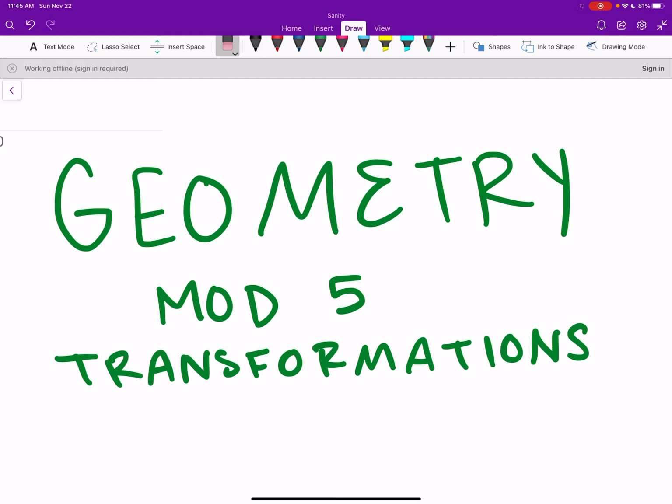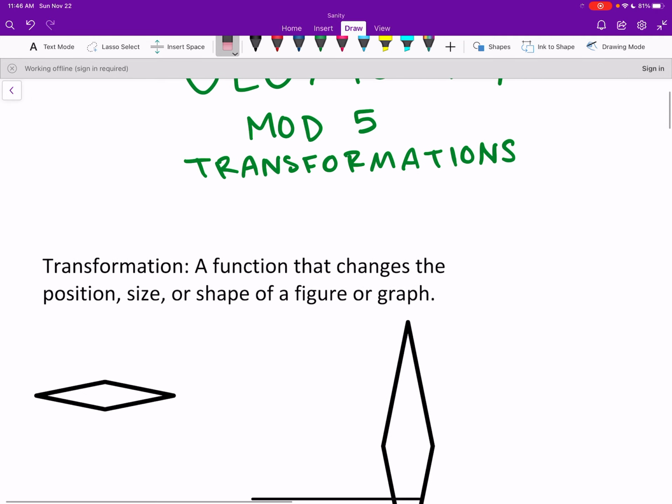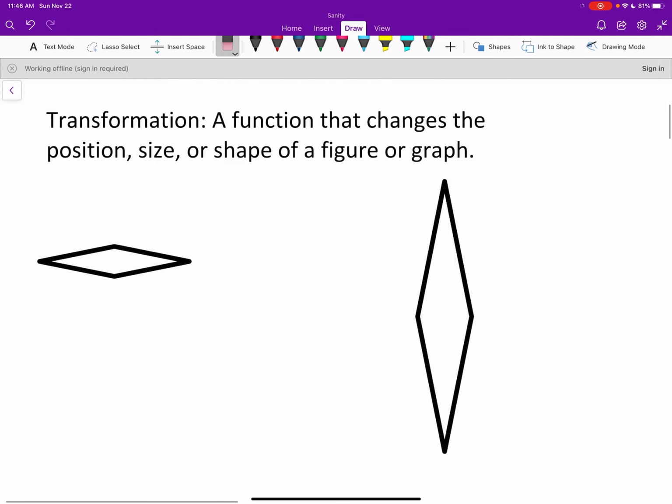Let's talk real quickly about Mod 5 coming up here. It's about transformations. We're going to look specifically at transformations of figures and points on the coordinate plane. So that's kind of dipping into what we call analytic geometry. But today we're just going to cover the very basics, what a transformation is, what are a couple examples, and we'll get some vocabulary defined here.